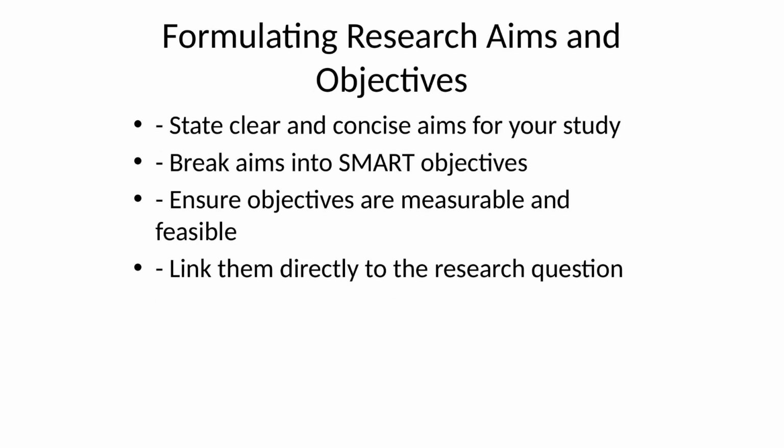After your rationale, it's vital to articulate what your dissertation intends to achieve. This is done by writing one overarching research aim and a few specific objectives. The aim should provide a clear focus, like assessing the impact of lean practices in manufacturing. Your objectives must follow the SMART criteria: specific, measurable, achievable, relevant, and time-bound. They guide your methodology and help structure your analysis.